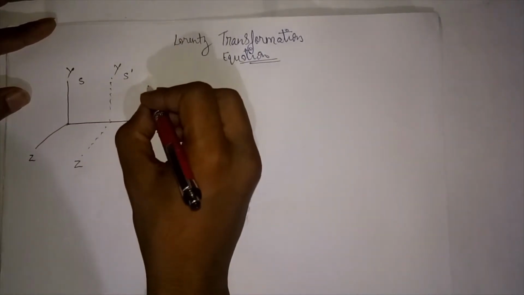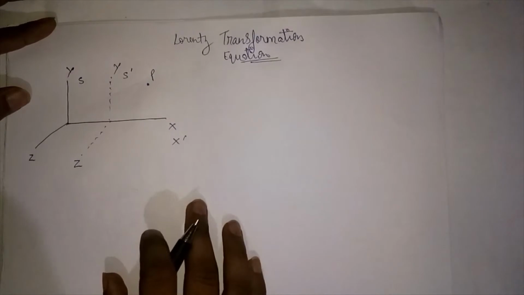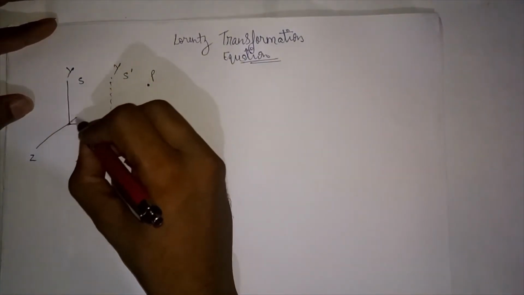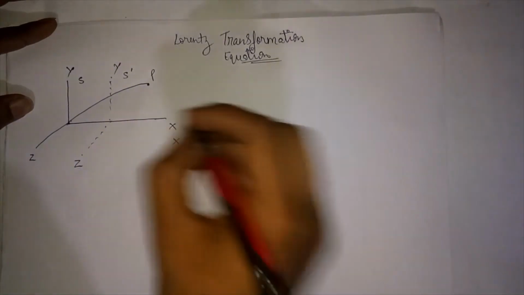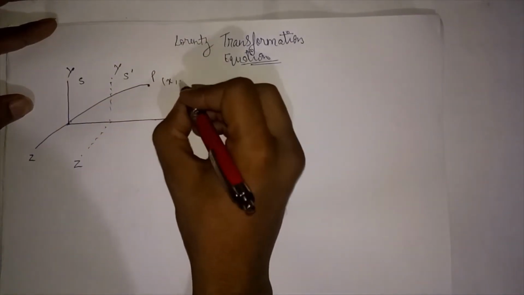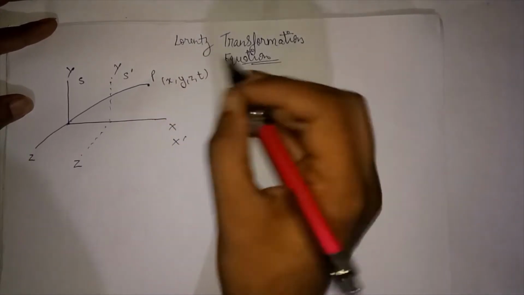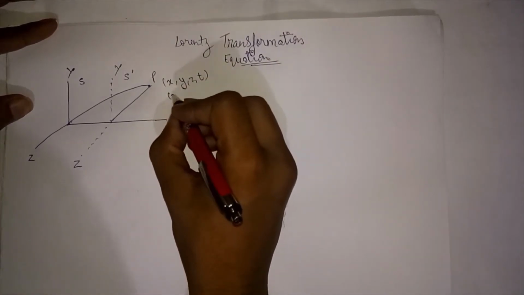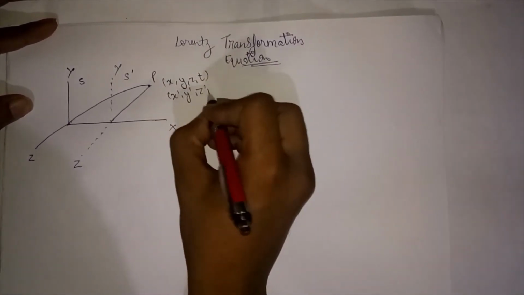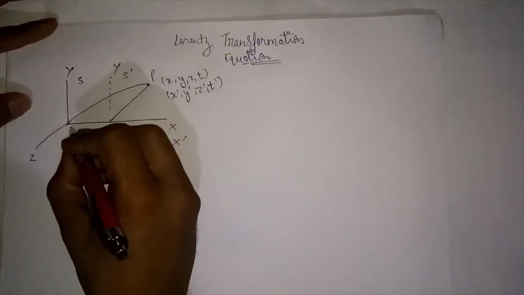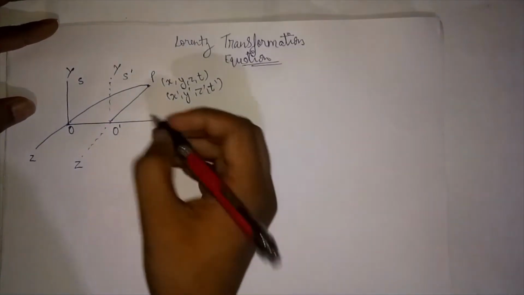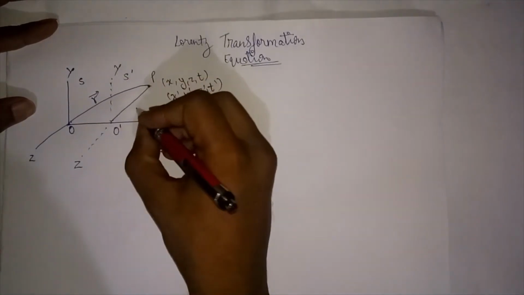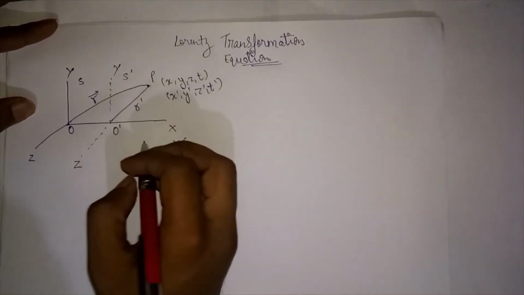Now suppose a point P in this inertial frame of reference. When it is seen from the inertial frame of reference, then it has coordinates x, y, z and t. When it is seen from the non-stationary frame of reference, then it has coordinates x dash, y dash, z dash and t dash. This is point O, this is point O dash. It has r dash vector or r magnitude. This is r dash.